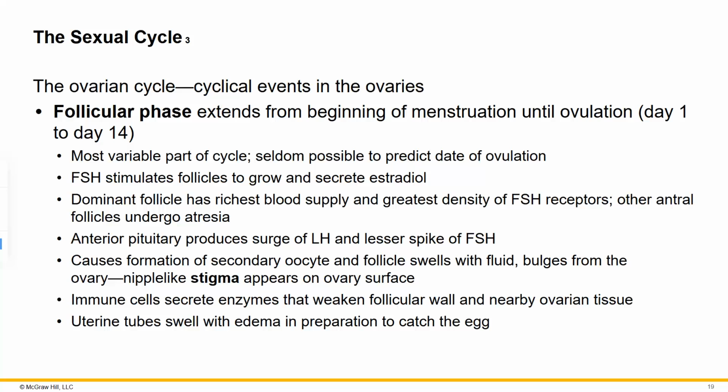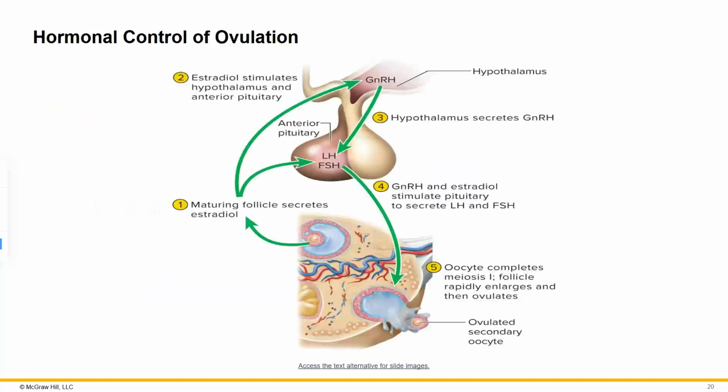As I mentioned, FSH stimulates the follicles to grow and secrete estradiol. Dominant follicle has the richest blood supply and the greatest density of FSH receptors. Anterior pituitary produces a surge of luteinizing hormone and a lesser spike of FSH, which causes the formation of the secondary oocyte. The follicle swells with fluid, and it bulges from the ovary. A nipple-like stigma appears on the ovary's surface. Immune cells secrete enzymes that weaken the follicular wall, and nearby ovarian tissue and the uterine tubes swell with edema in preparation to catch the egg. So this is that hormonal cycle that I've already discussed.